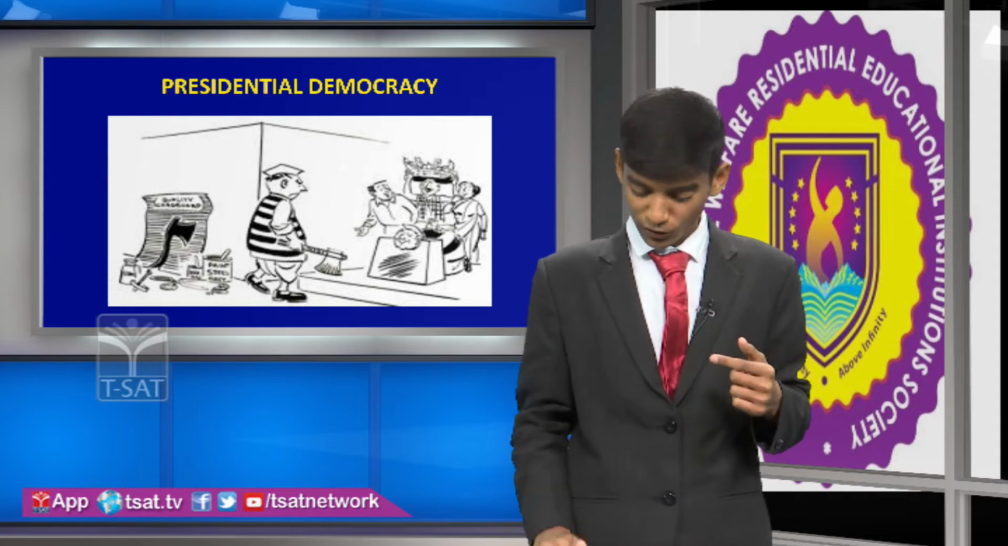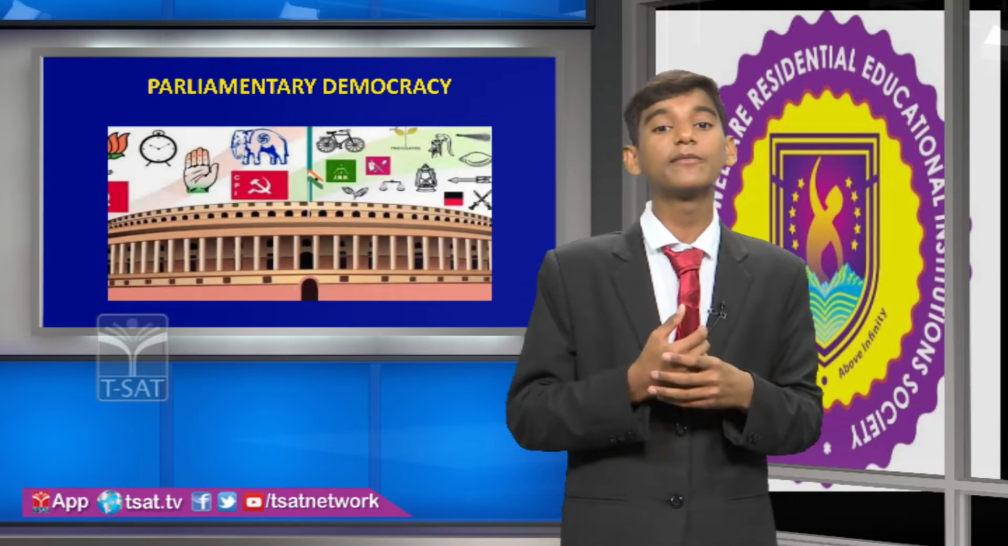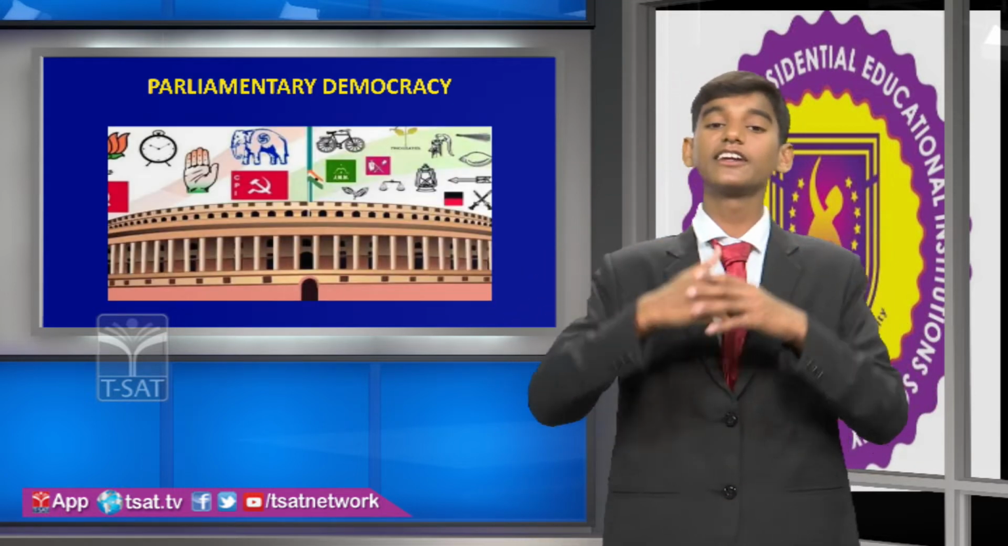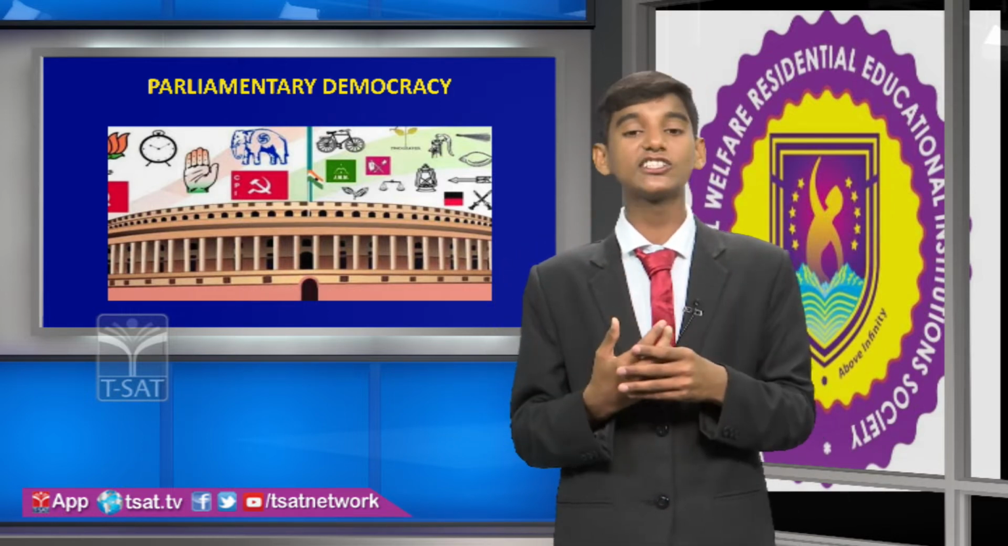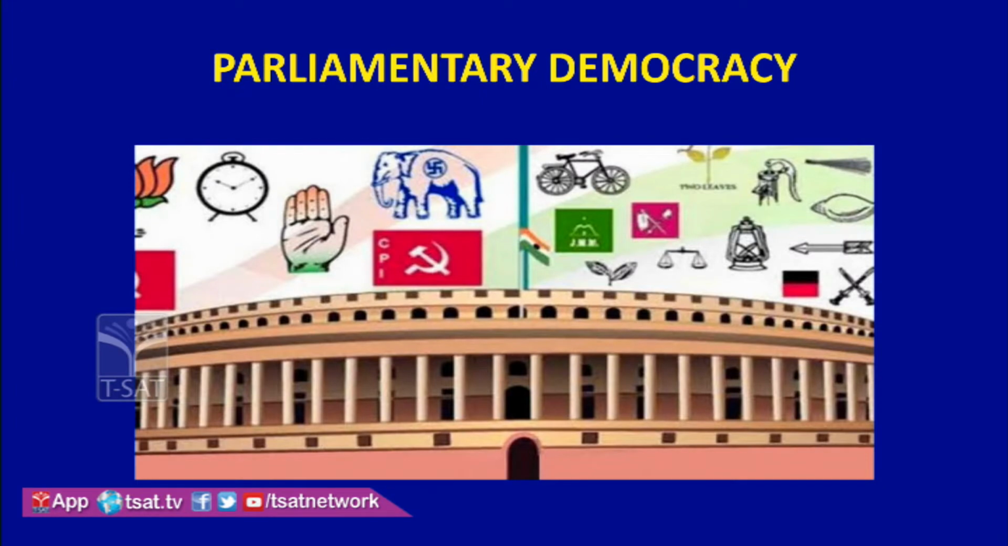Next, shall we know about parliamentary democracy. In parliamentary democracy, the defining characteristic of the parliamentary system is the supremacy of the legislative branch, with the three functions of government: executive, legislative and judicial. This system of democracy is also followed in our country, India.